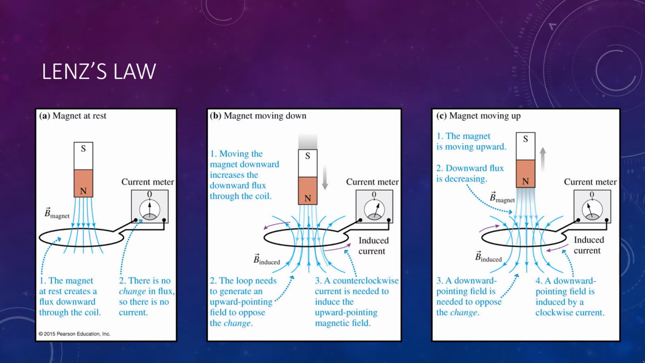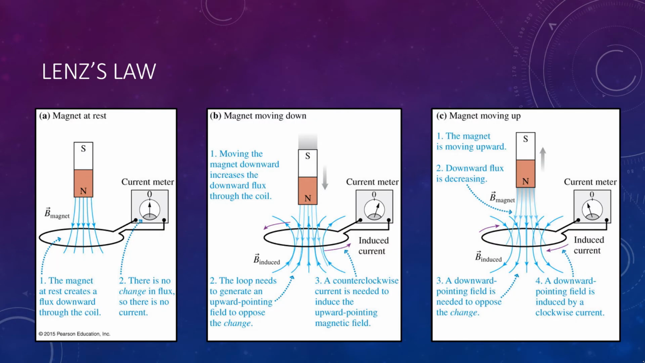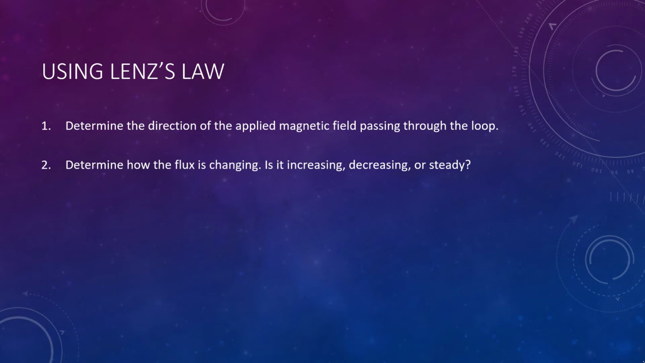So let's go through a step-by-step list on how to follow Lenz's law. First, determine the direction of the applied magnetic field passing through the loop. So in these examples, the applied field was pointing downward, that of the north pole of the magnet. In that case, it was downward. Step 2. Determine how the flux is changing. In other words, ask yourself, is it doing one of three things? Is it increasing? Is it decreasing? Or is it steady? And on the previous screen, we looked at all three of those cases.